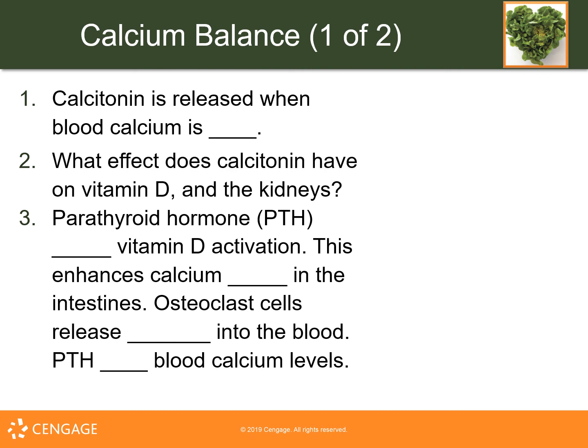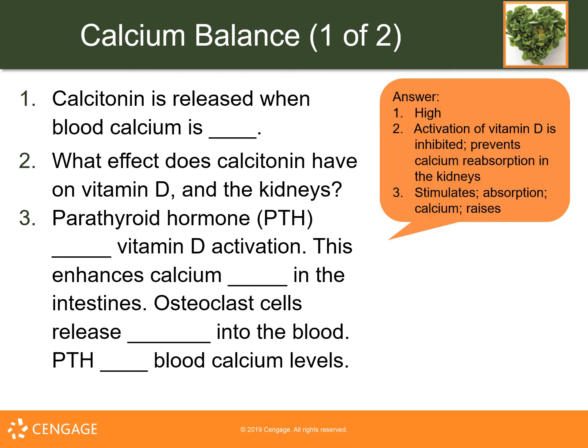Calcium balance. So a little bit about calcium balance, just from one slide. Calcitonin is released when blood calcium is blank, so make sure you read your book. So go ahead and pause it, read the questions, and then come back as usual to reveal your answers. So calcitonin is released when blood calcium is high, okay? So that hormone is released when calcium is high in the blood.